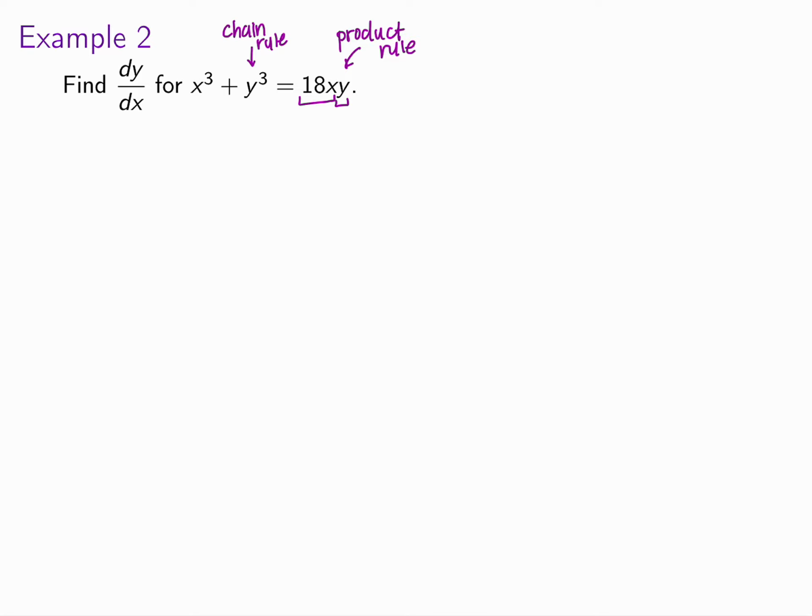All right, so x cubed's derivative is 3x squared plus the derivative of y cubed. Remember, y is a function, so I have to treat it as one. So 3y squared times dy/dx. Remember that extra little bit when we're doing this implicit differentiation. Equals, and now I'll do the product rule here. So I'll leave 18x alone.